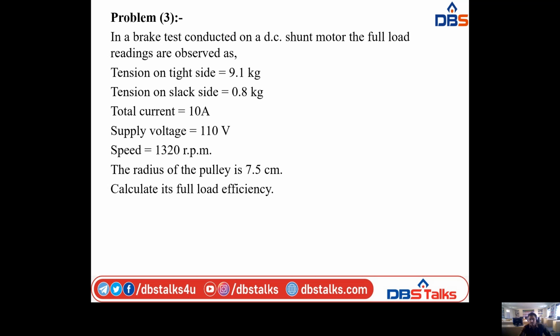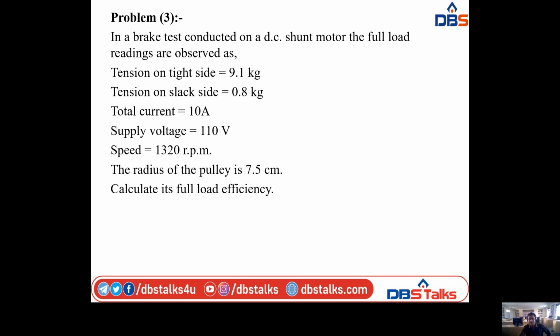To calculate the output power in the brake test, we have the formula: shaft torque into omega. Shaft torque is already calculated, and we know the formula for omega, that is 2 pi N by 60. Substituting the values: shaft torque 6.1067 into 2 pi into the given speed 1320 rpm by 60, and finally we have the output power 844.133 watts.